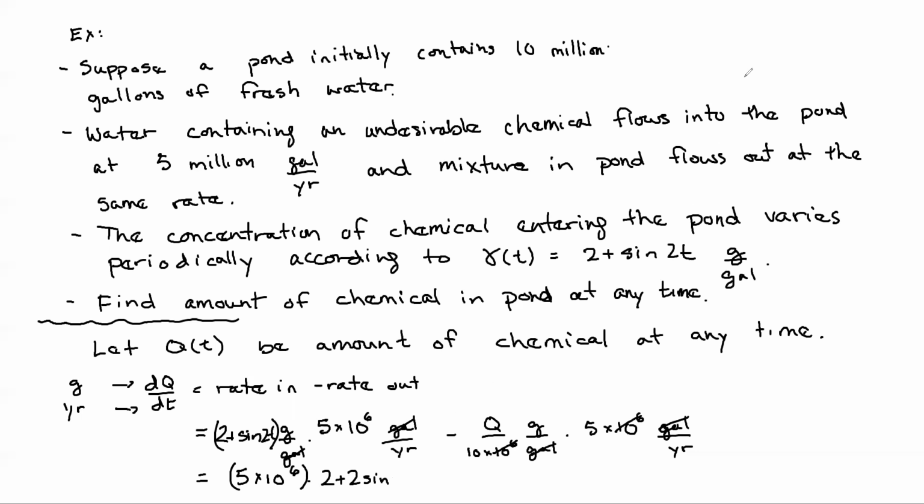I did it again. I desperately want to put the 2 in front of the sine. Right? And then minus the 5 over 10 is going to reduce, and we get 1/2 Q. And there's our differential equation. dQ/dt equals 5 times 10 to the 6th times (2 plus sine 2t) minus 1/2 Q.